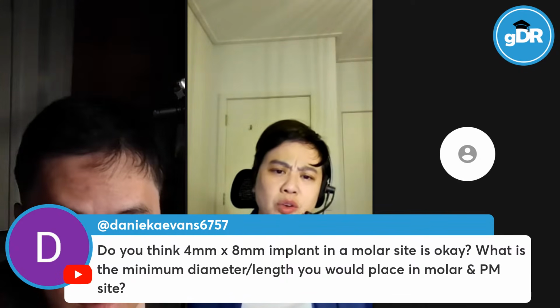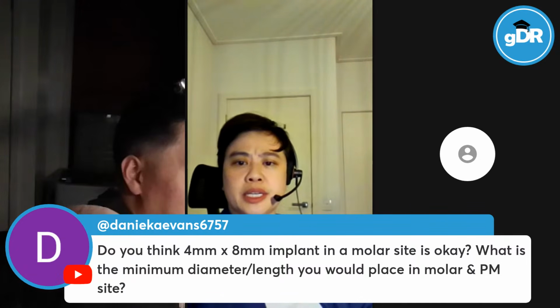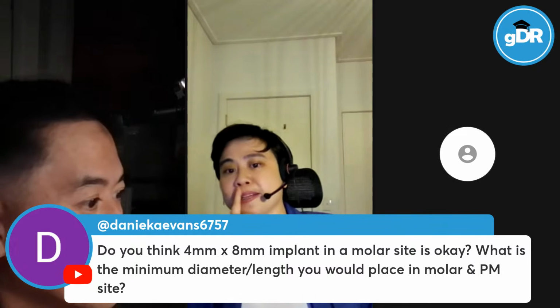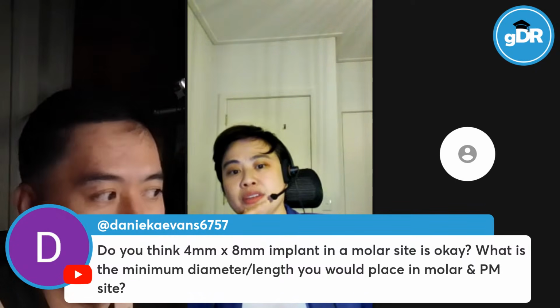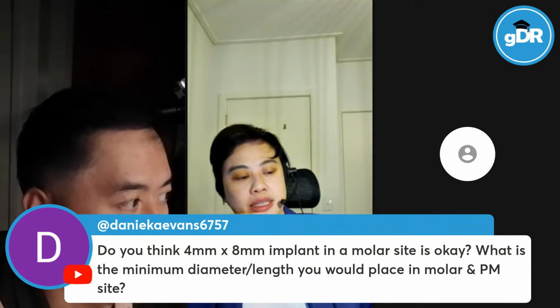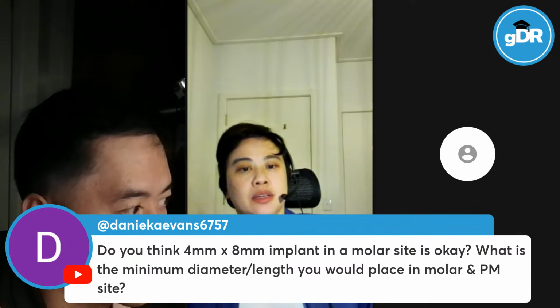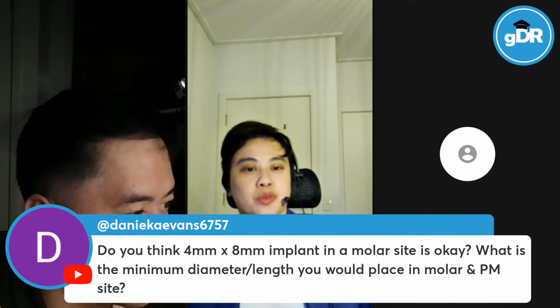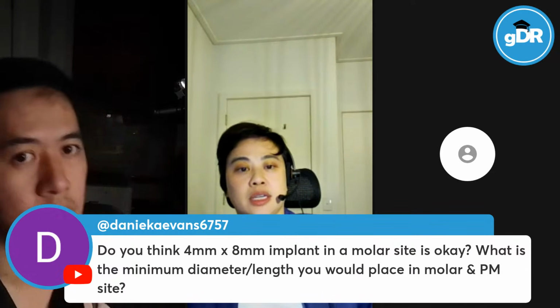Do you think 4 to 8 millimeters in a molar site is okay? What is the minimum diameter you would place? So it depends on your implant brand. If you have an implant brand that's slightly softer titanium, I would say no. So I would say minimum 4.3, 4.4, 4.5 in width for a molar. 8 I'm happy with. Most of my implants are 8. All right, it's the width.